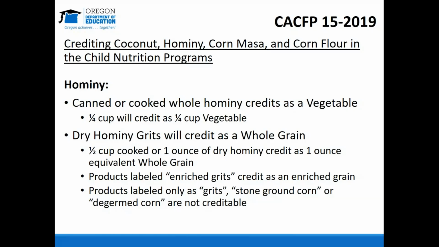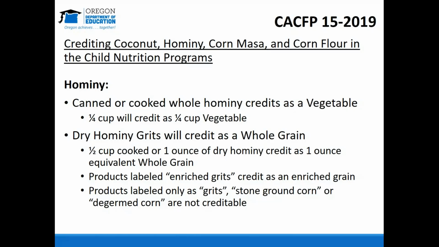Dry hominy or dry hominy grits is when the nixtamalized corn kernel is dried and then ground up. Dry hominy grits will credit as a whole grain since it includes the full grain kernel. A half cup of cooked hominy grits or 1 ounce of dry hominy will credit as 1 ounce equivalent of whole grains. Grocery stores and food vendors often have both hominy grits and enriched grits, or even products labeled simply as just grits. These are all different products.